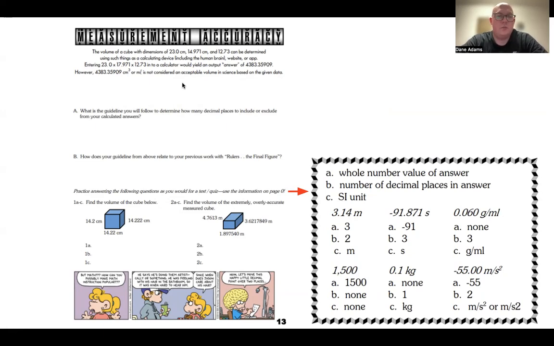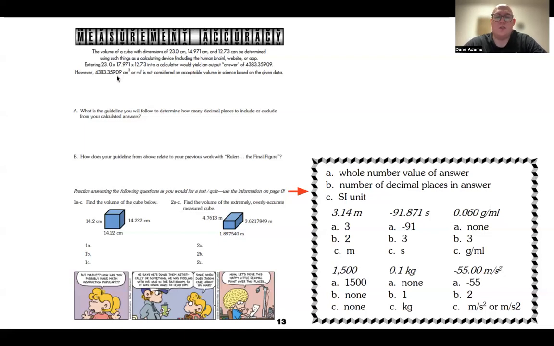Entering those numbers together and multiplying together into a calculator would yield an output answer of 4,383.35909. However, that number, cubic centimeters or milliliters, is not considered an acceptable volume in science based on that given data. The reason being is this answer has 5 decimal places in it, but the numbers that were used to calculate it did not. And I realize that the numbers don't quite match. That's a typo on my part, but the point being, the numbers that were used to calculate it did not have more than 3 decimal places. This answer, however, does have more than 3.